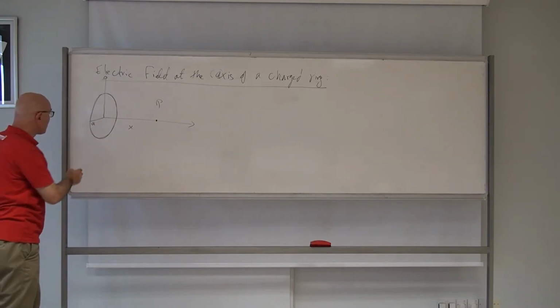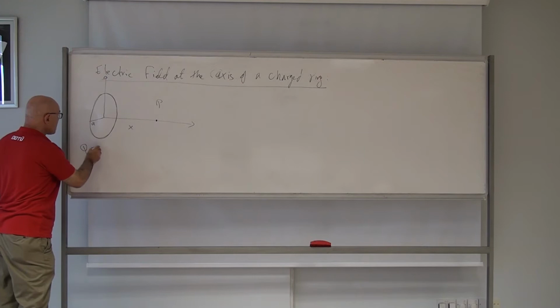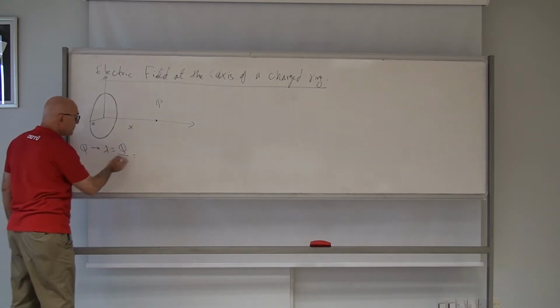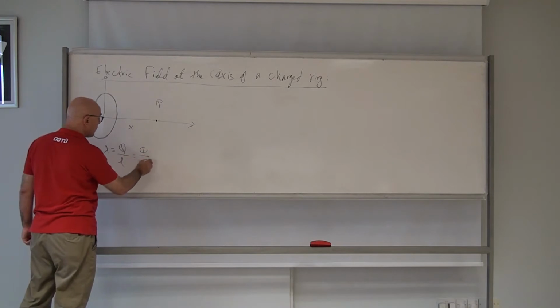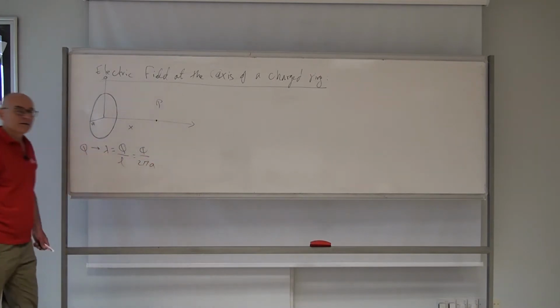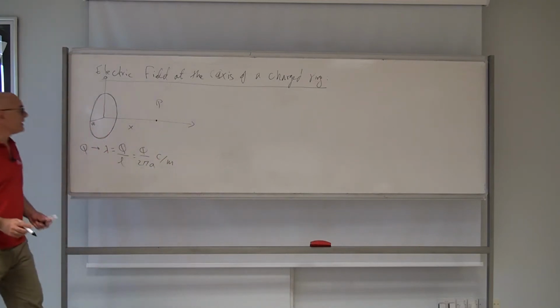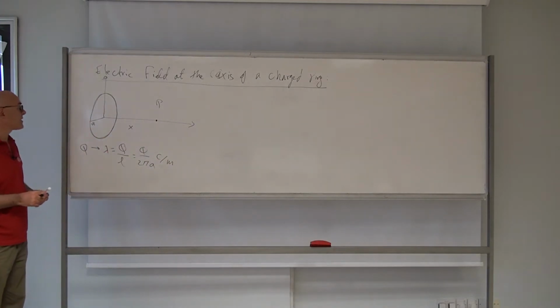There is a charge distributed over the whole ring uniformly, and this charge is Q, so this means that lambda is Q over L. In my case, L is 2 pi a, so lambda is Q over 2 pi a, and this is in coulombs per meter. This is the linear charge density in this case.